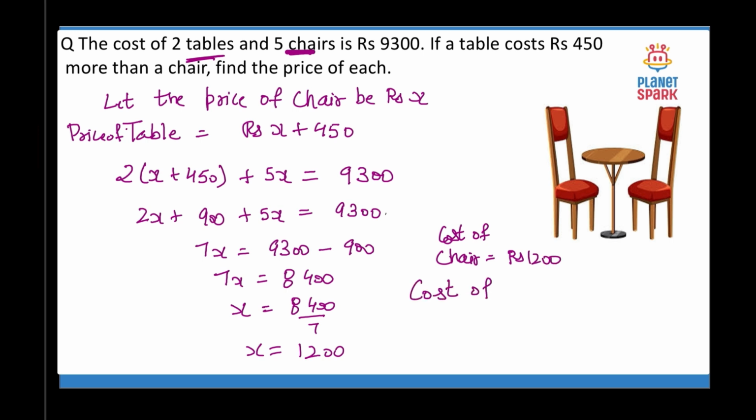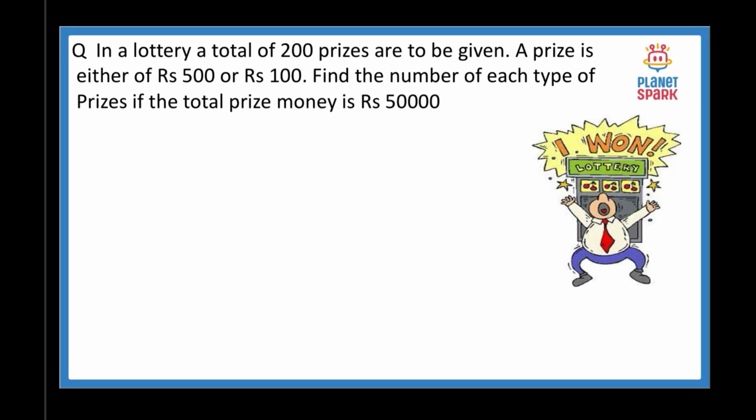Also, the cost of the table was 450 more than the chair. The chair is 1,200. So 450 more than the chair will become 1,200 plus 450, which is rupees 1,650. So this is the way we are going to solve the word problem questions. Let's look at one more question.